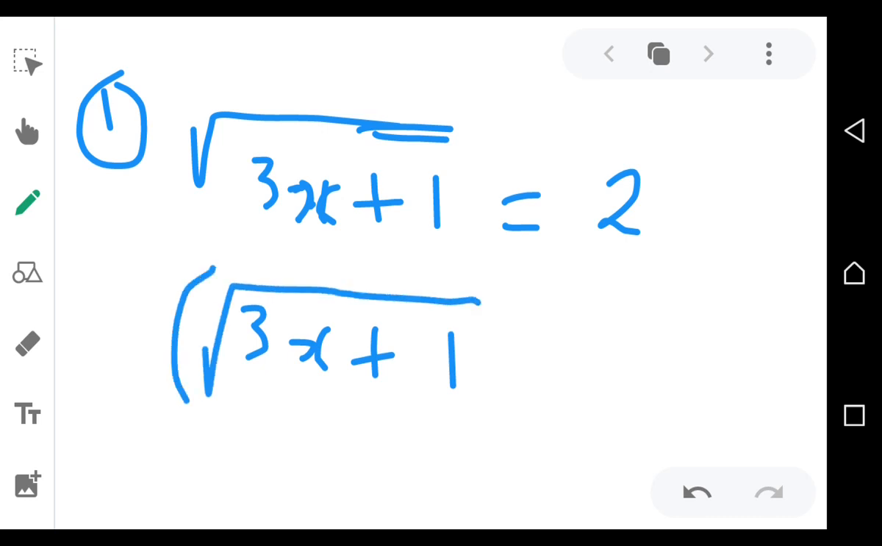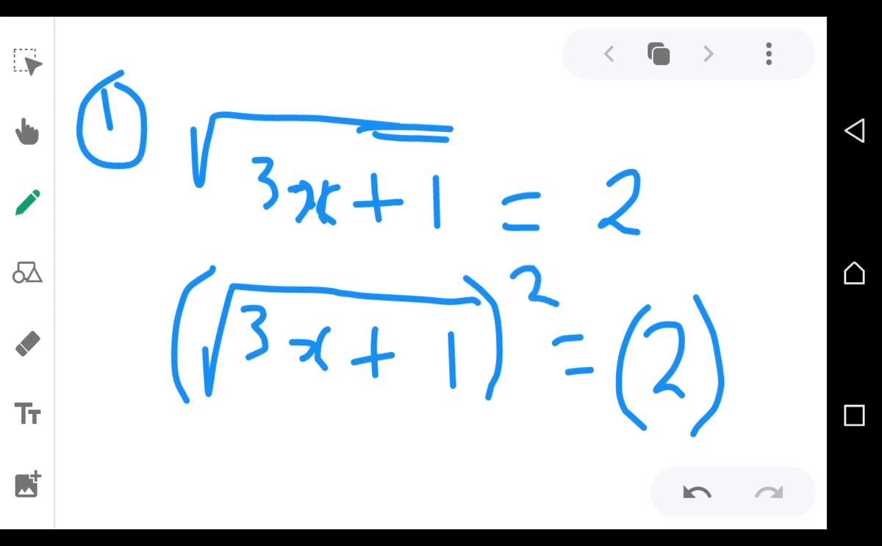So you put this in brackets, and the other side you also put in brackets. You square that, okay? You square both sides. This square cancels with this square root, okay? What remains is this one here. So what remains is 3x plus 1 is equal to 4.